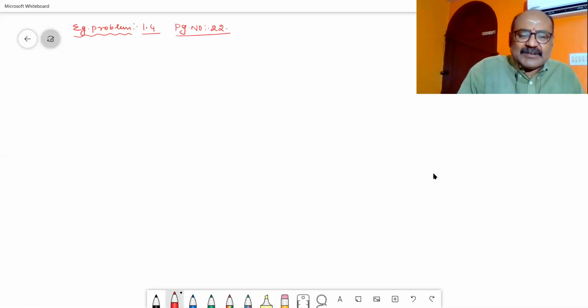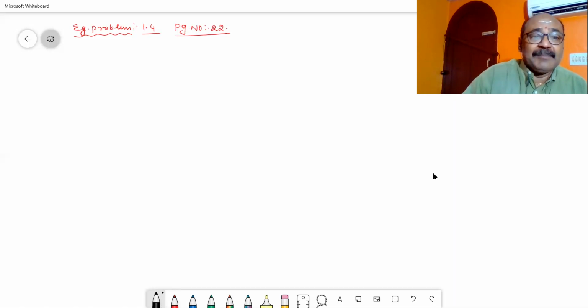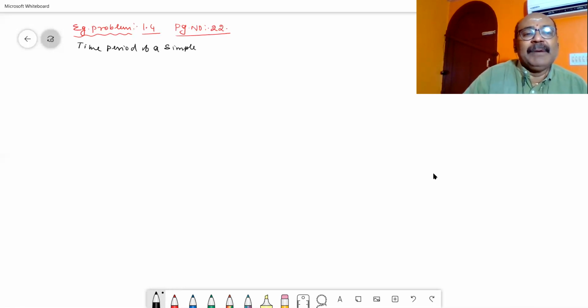So let us first write the given data. See, what is the thing they have measured? The thing they have measured is the time period. So let us consider they have measured the time period of a simple pendulum. Let us consider the time period of the simple pendulum as capital T.